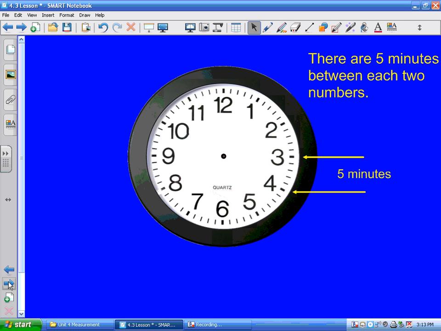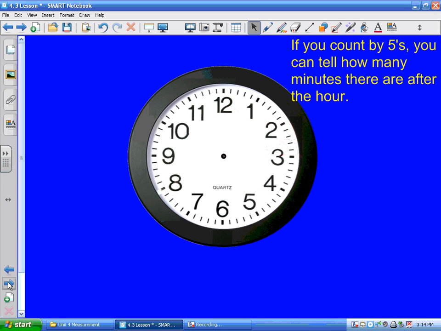Now, if you see the big numbers, the 1, 2, 3, 4, you'll notice that to get from here to there takes 5 minutes. So if you can skip count by fives, if I want to locate this number right here, say the big hand was pointing right there, I could go 5, 10, and then go here, 11, 12, 13. So that means the big hand is pointed at the 13th minute. Now, depending on where the small hand was, it would be 13 minutes before the hour or 13 minutes past the hour. So let's take a look.